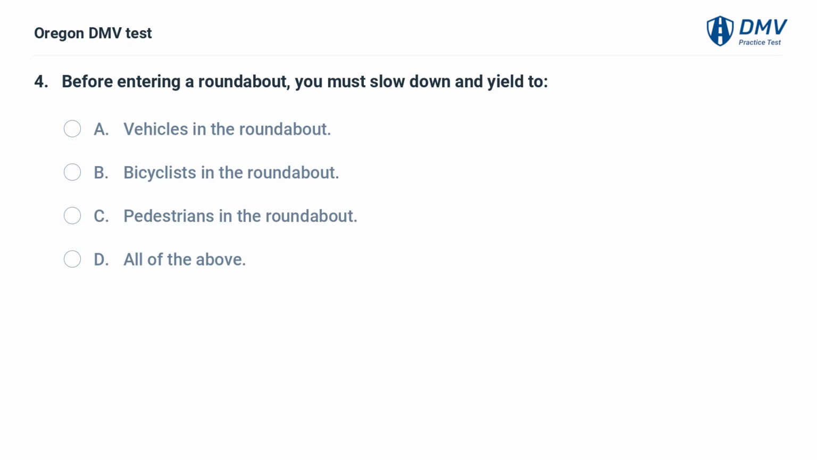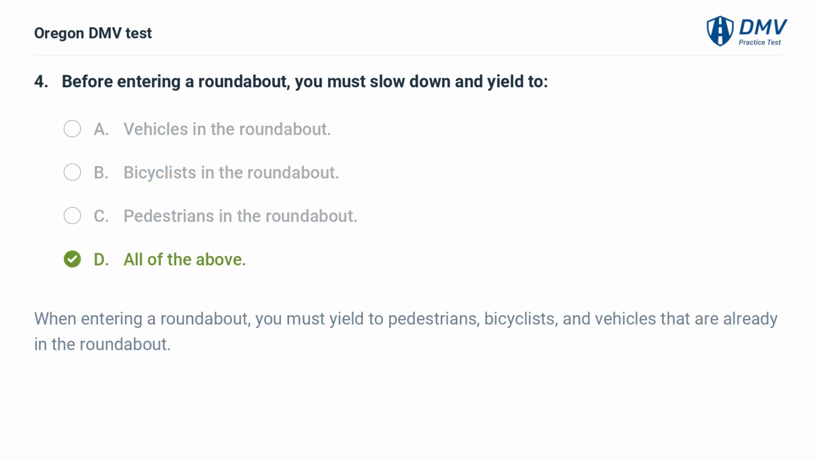Before entering a roundabout, you must slow down and yield to A. Vehicles in the roundabout. B. Bicyclists in the roundabout. C. Pedestrians in the roundabout. D. All of the above. D. All of the above. When entering a roundabout, you must yield to pedestrians, bicyclists, and vehicles that are already in the roundabout.